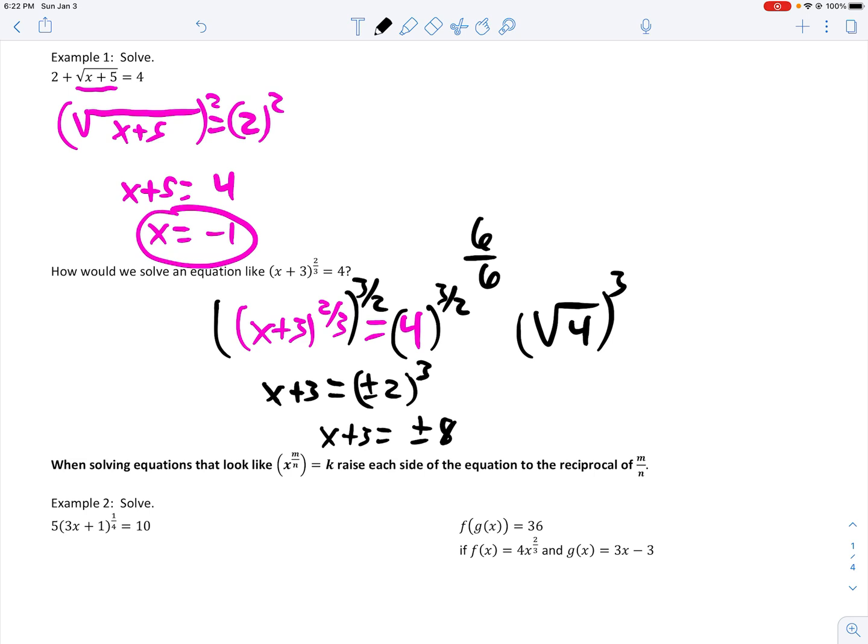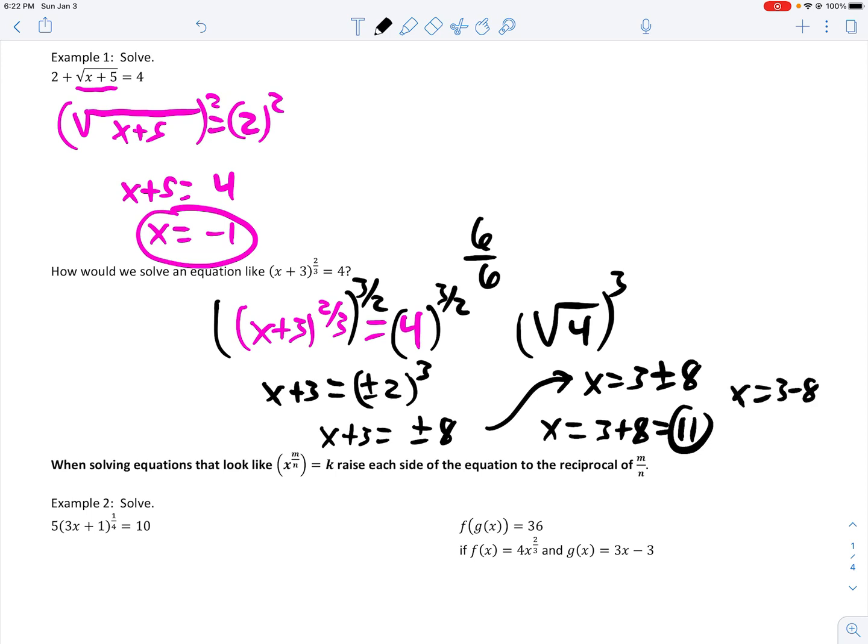So if you come over here, you can subtract the 3. So it's 3 plus or minus 8. So x equals 3 plus 8, which is 11. And then x equals 3 minus 8, which is negative 5. So you end up getting 2 solutions. But again, that all comes from the fact that I have to take the square root and I'm solving an equation.